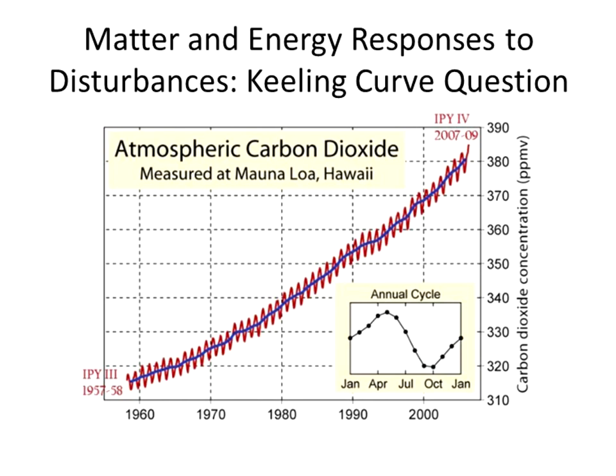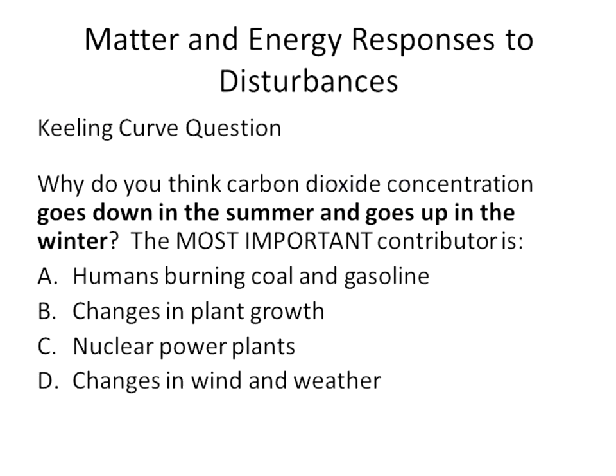And you'll notice that there's two big patterns here. One is a steady upward trend, and the other is an annual cycle. Every year, the concentration of carbon dioxide in the atmosphere goes up during the winter and then drops during the summer. So we want to ask a question that focuses on that second pattern, on the annual cycle. So why do you think carbon dioxide concentration goes down in the summer and goes up in the winter?